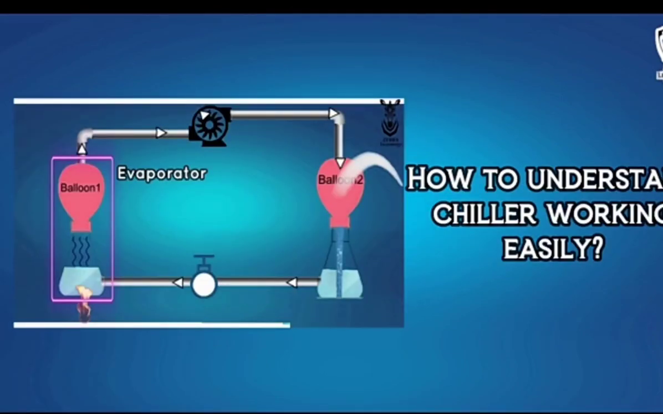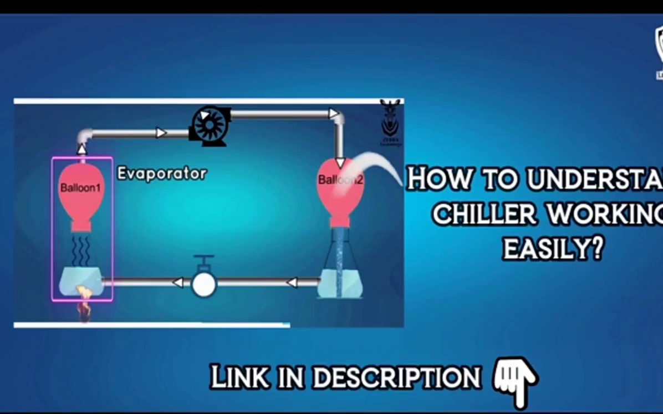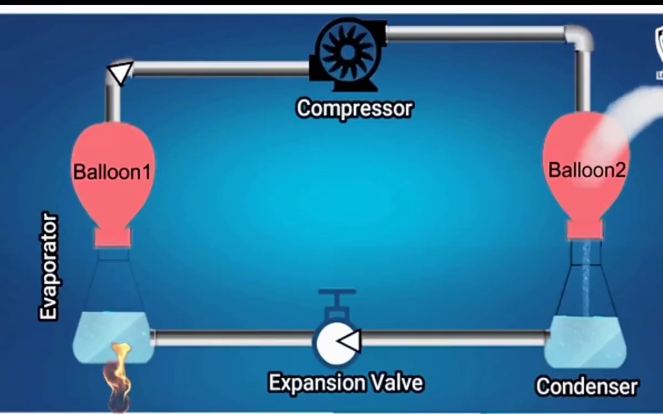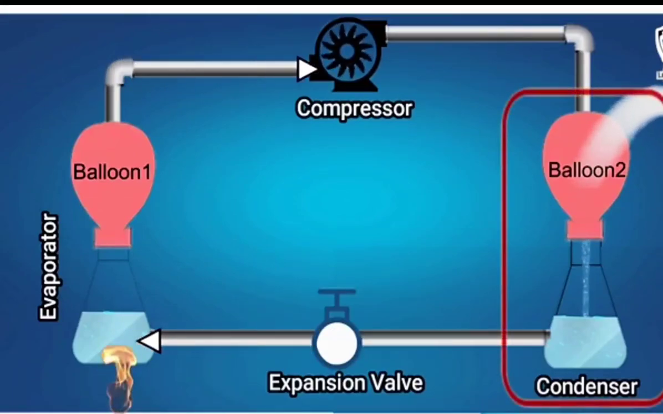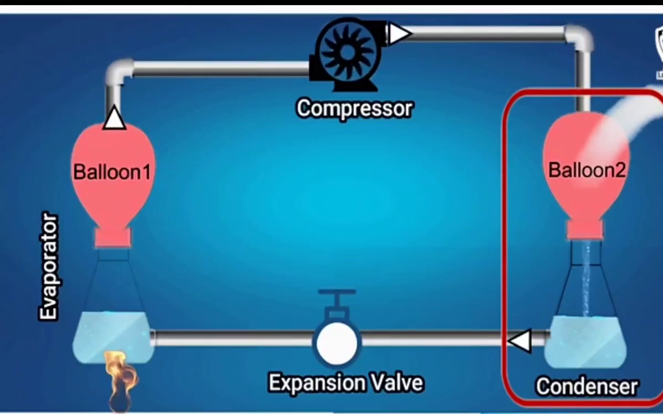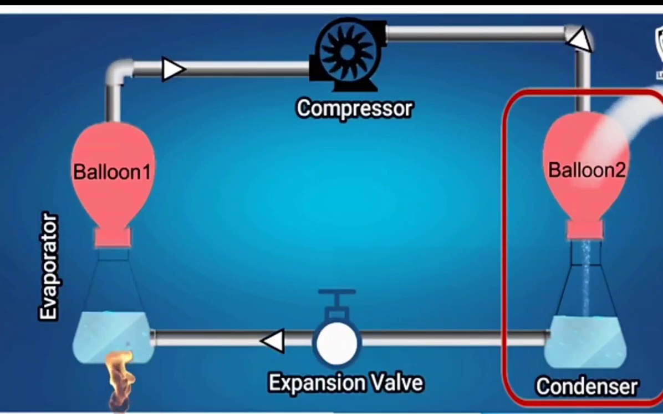We explained the working principle of a chiller through the balloon experiment in the previous video. If you haven't seen that video, please watch it. I am going to explain chiller surge through that experiment. We explained in the balloon experiment on the condenser side that when cold water is poured on balloon 2, all the vapor in that balloon will condense and then go to the expansion valve.